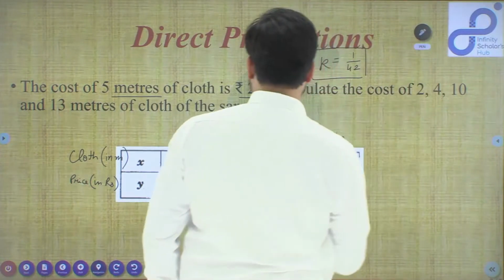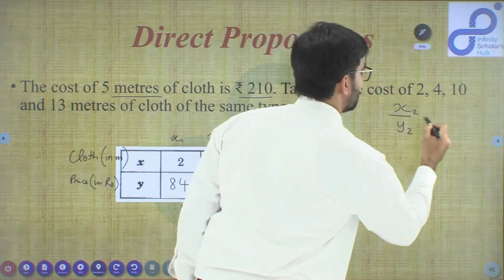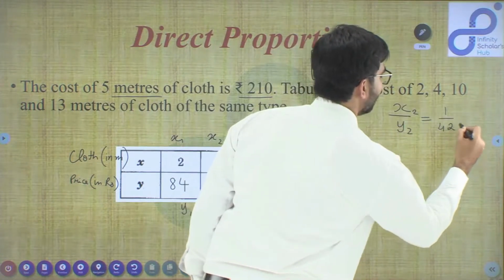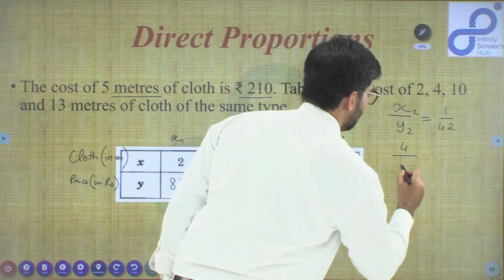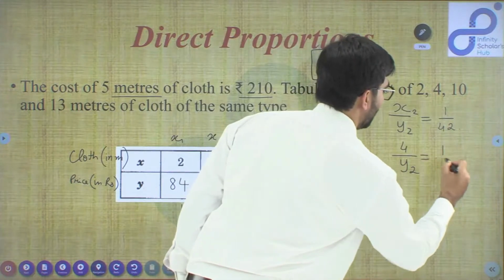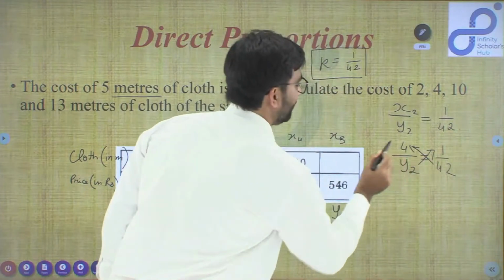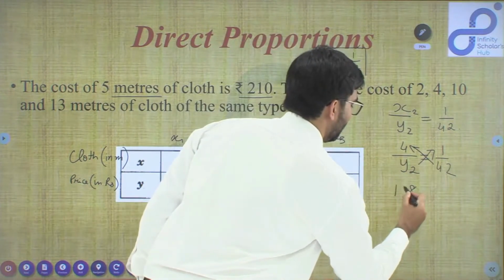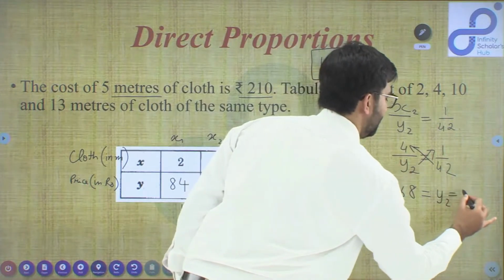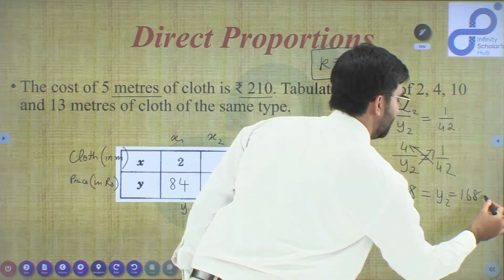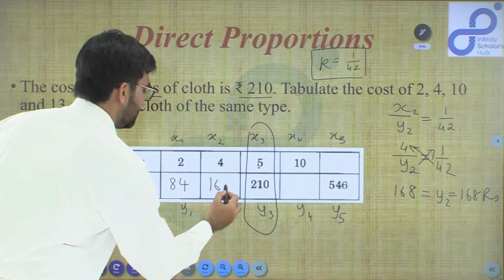So again over here, if I find out the ratio of x2 upon y2, it is going to be 1 upon 42 only. Okay, so x2 is 4, so I'll replace x2 with 4 upon y2 equals 1 upon 42. Now you will cross multiply. So 42 into 4 is 168 equals y2 into 1, which is y2. So this will be equal to 168 rupees. Okay, so over here I should write 168.